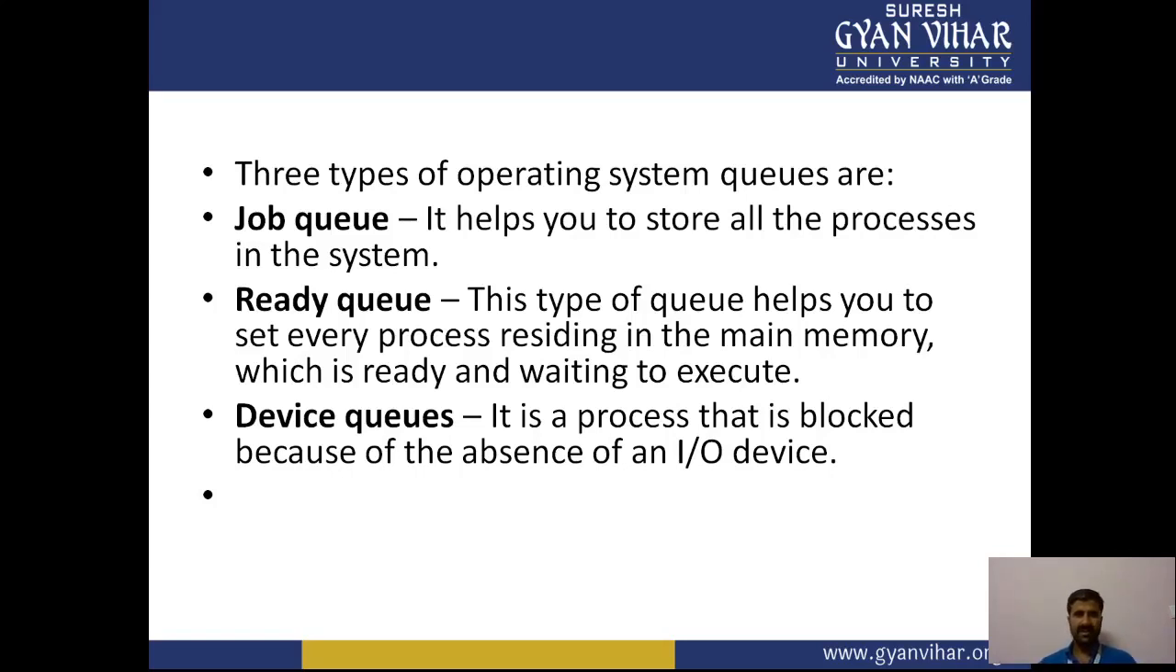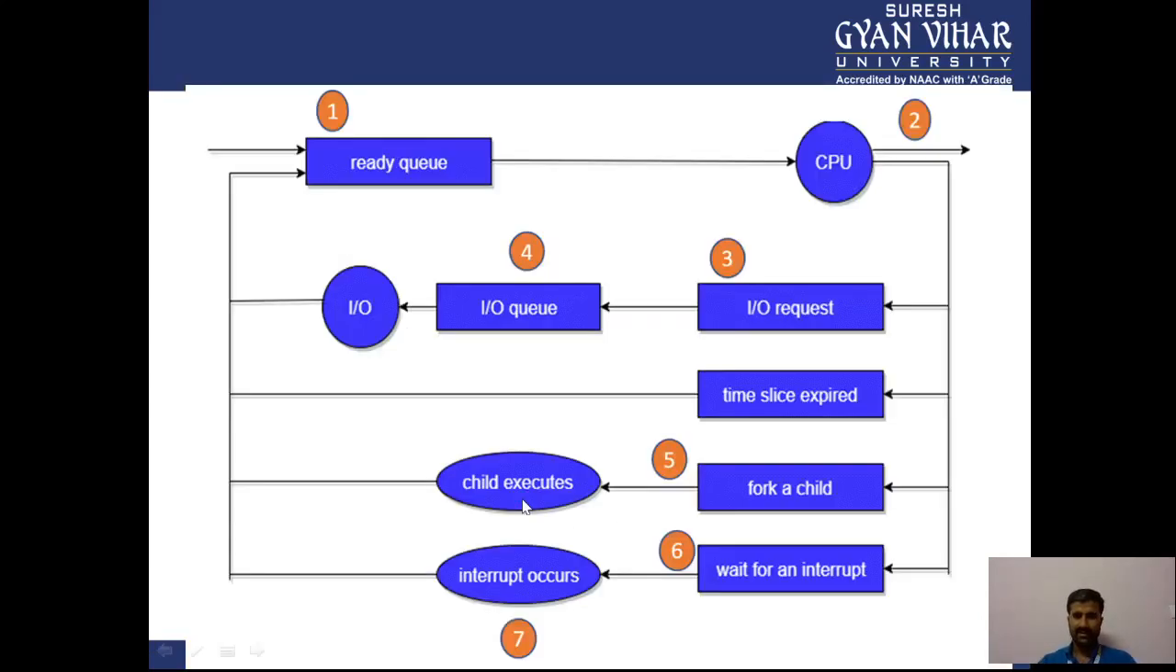So we say that process scheduling is an operating system task that schedules processes of different states, like ready, waiting, and running. So this is all about the things that we have discussed.